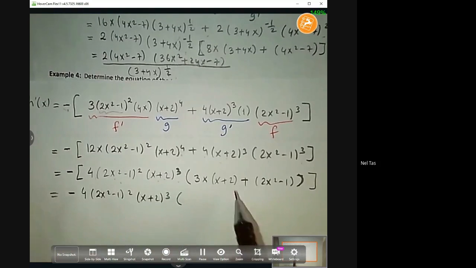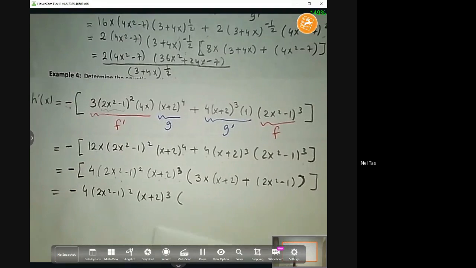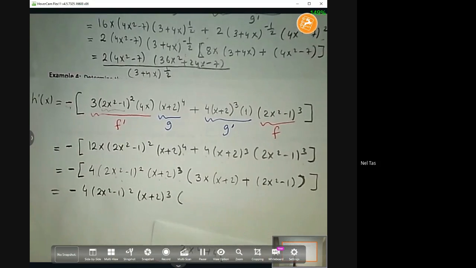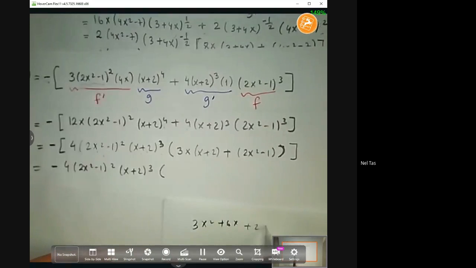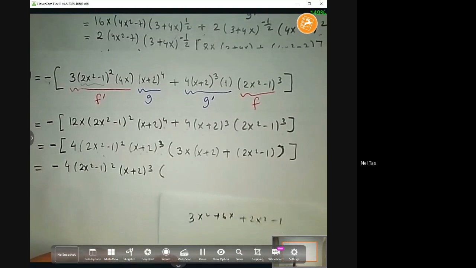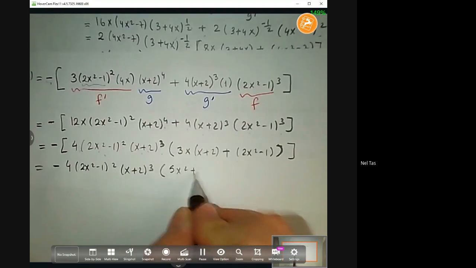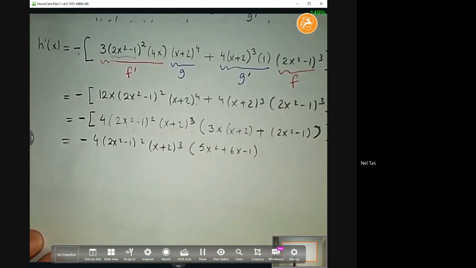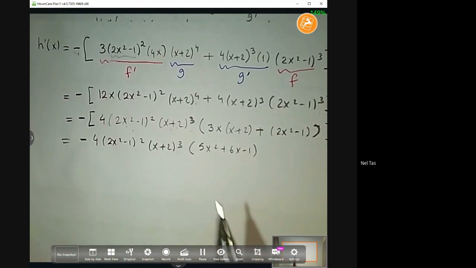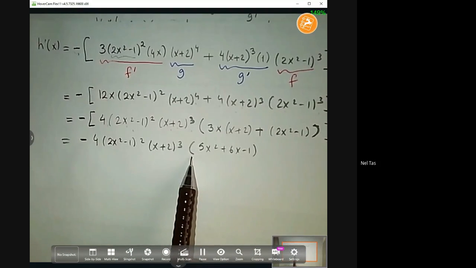Now we're going to simplify this part. So 3x squared plus 6x plus 2x squared minus 1, 5x squared plus 6x minus 1. If you get here anything more factorable, then you should keep factoring it.